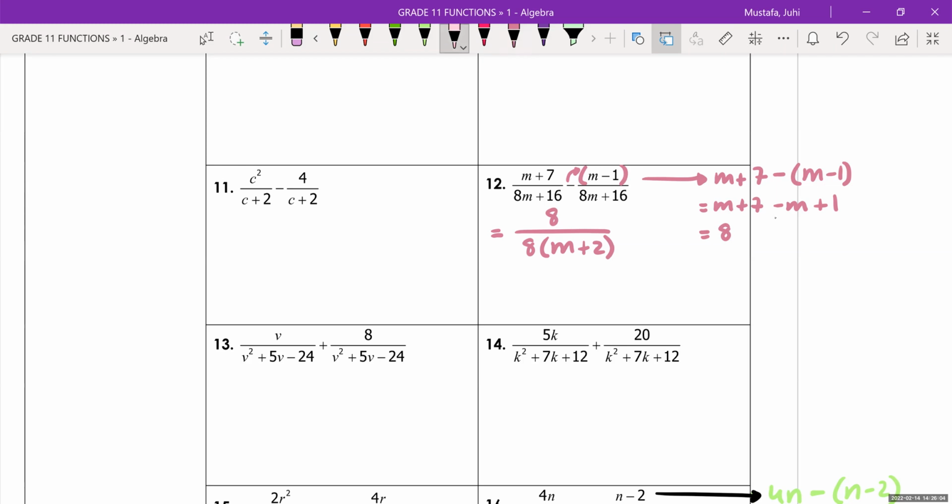And then I can cross out the 2 8s. My final answer is just going to be 1 over m plus 2. There's only one restriction for the question, and it is m cannot equal -2. Kevin? M cannot equal -2, yep, you got it. M cannot equal -2.